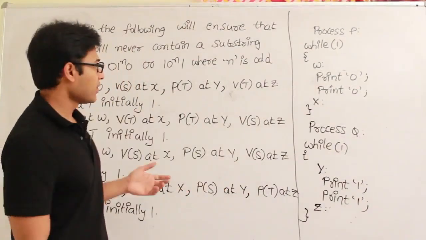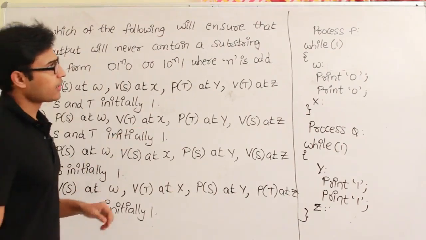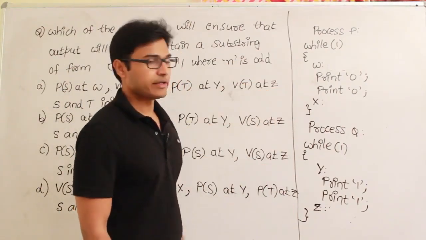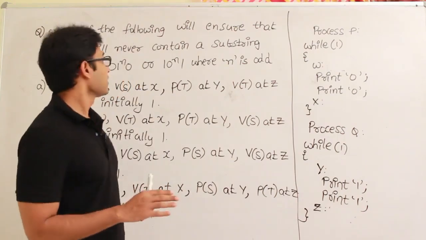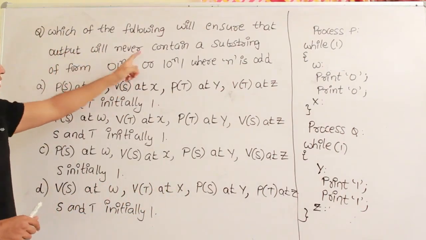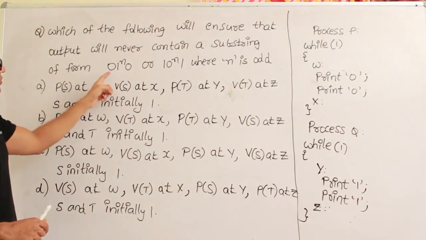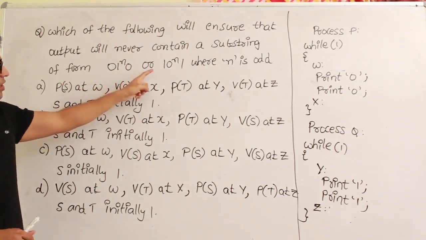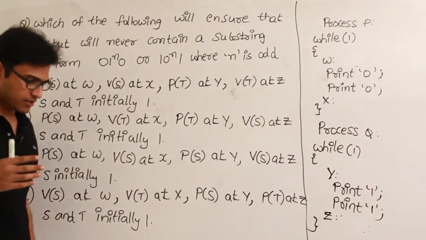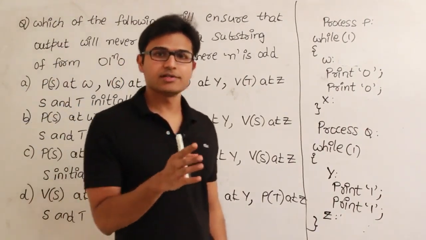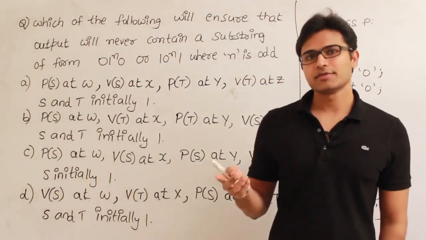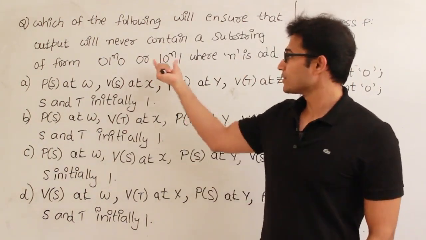For the same question, they ask for the same data where we have processes P and Q and the semaphores S and T. Now they are asking which of the following will ensure that output will never contain a substring of the form 0, 1 power n, 0 or 1, 0 power n, 1 where n is odd. Which means in the earlier one they asked us how to print some sequence, and now they are asking how to print a sequence which does not contain this subsequence.